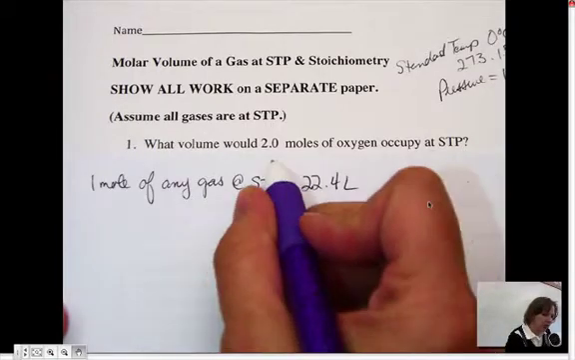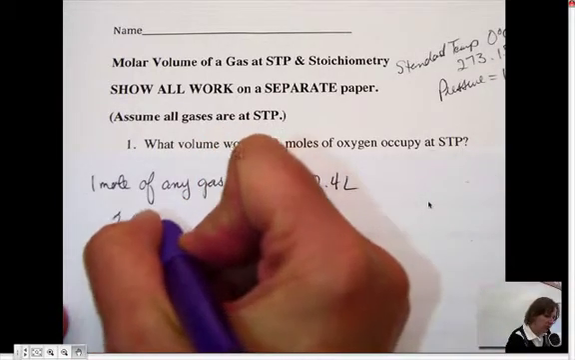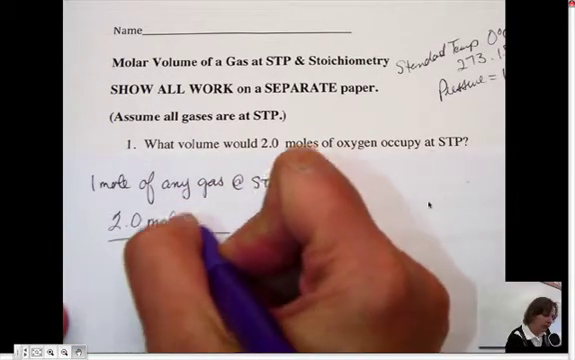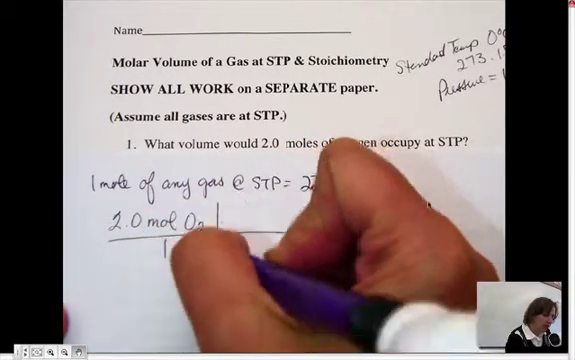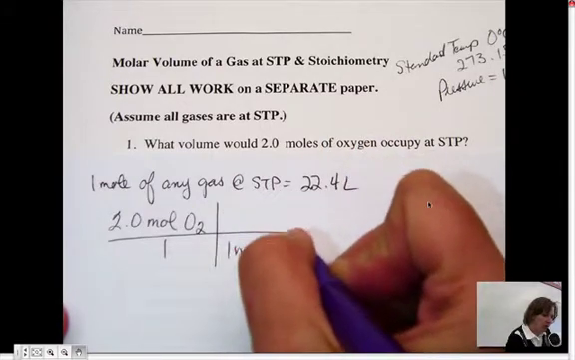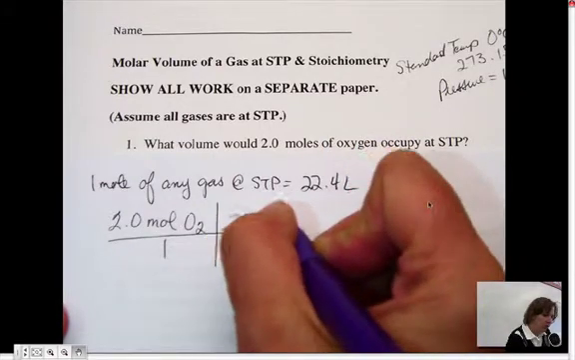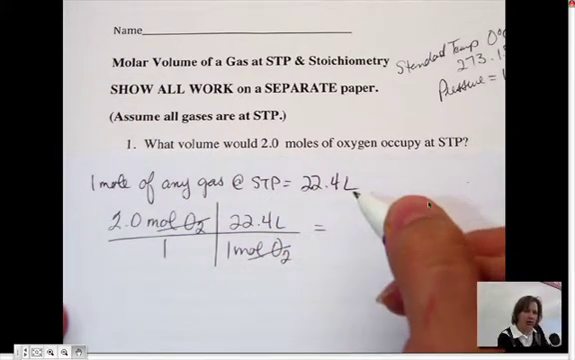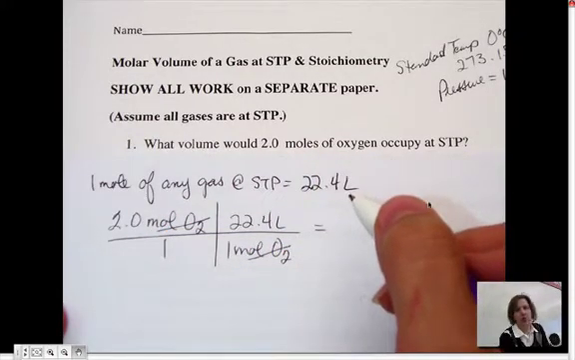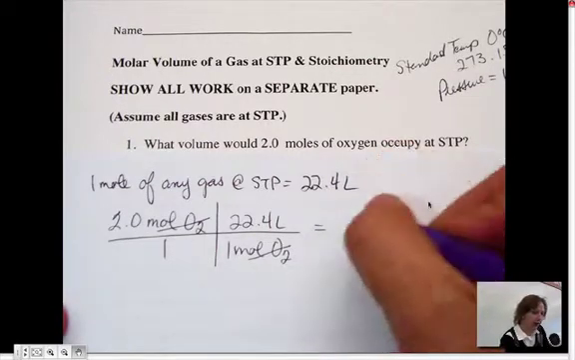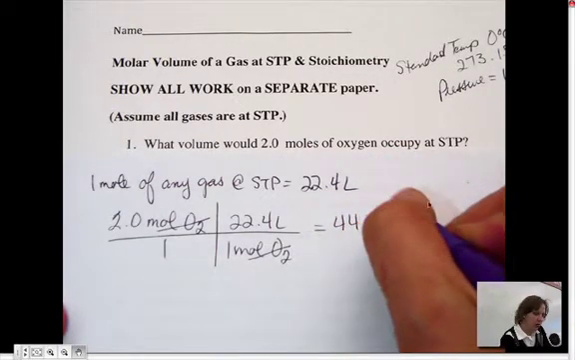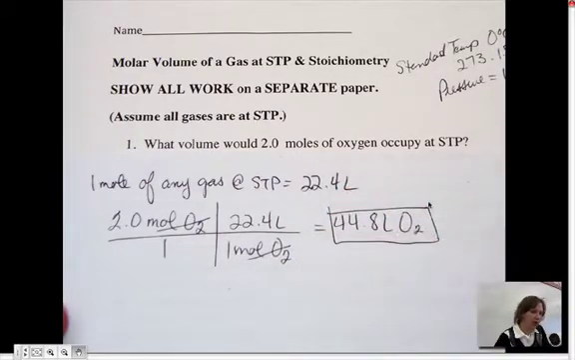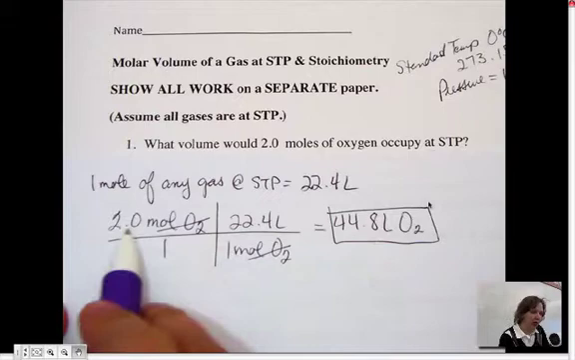Okay, so the given in this problem is 2 moles. We're looking for what volume? So we're looking for liters. 2 moles of oxygen over 1. 1 mole of oxygen is 22.4 liters. Moles of oxygen cancel out, and you have 2 times 22.4, or 44.8 liters of oxygen. And I guess you could round that to 45 if you're being careful with your sig figs.